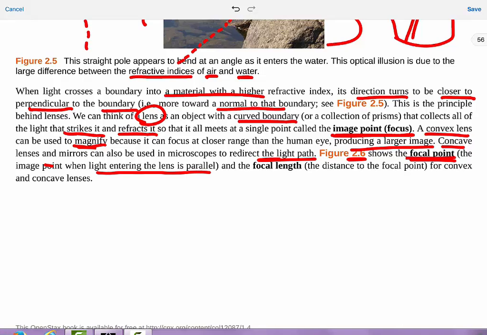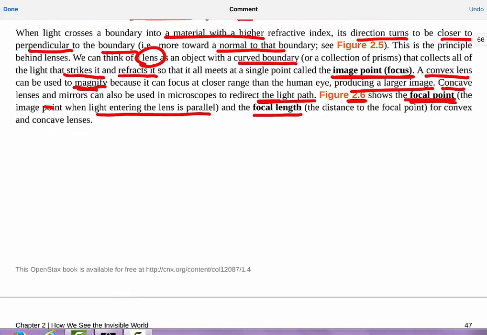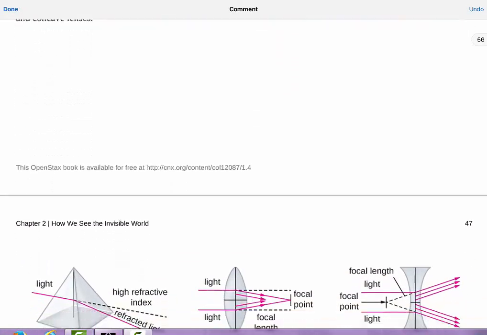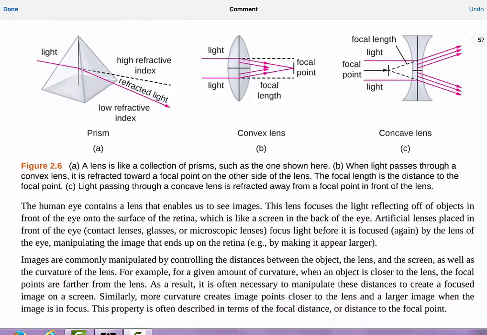When light entering the lens is parallel, and the focal length. So, sorry about that, focal length, which is the distance to the focal point. So let's see if we can scroll this up just a little bit, but keep this up here. No, we're going down. So here we are, figure 2.6.